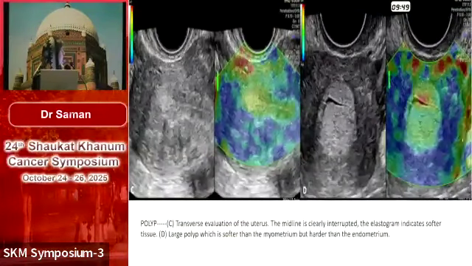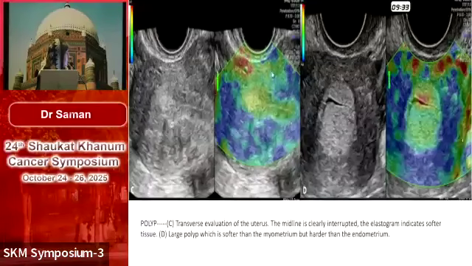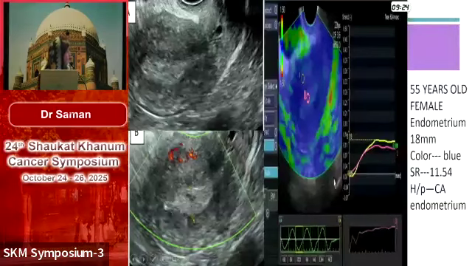This is a case of polyp. You can see that there is focal thickening, focal echogenicity towards the fundal region, which appears yellow on the elastogram as compared to the surrounding myometrium. And this was a case of a large polyp. Again, it appears less stiff on the elastogram.